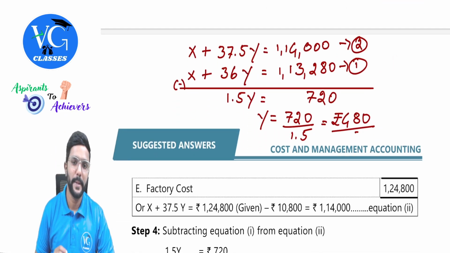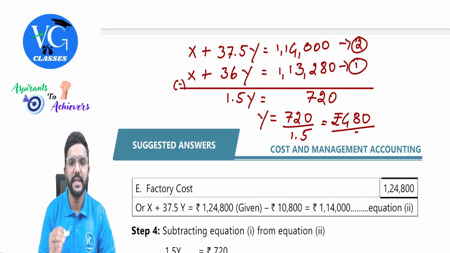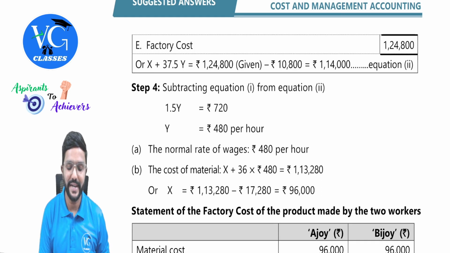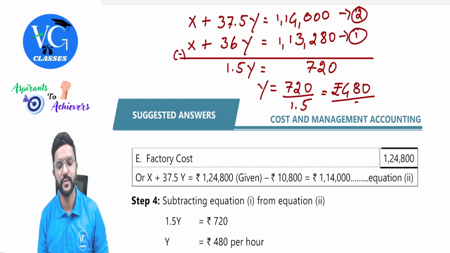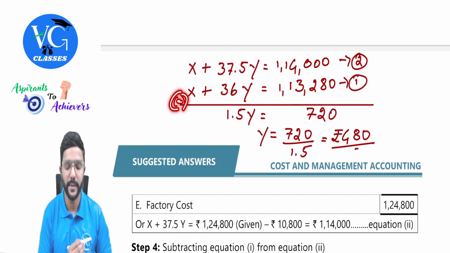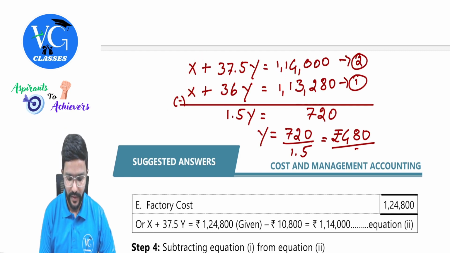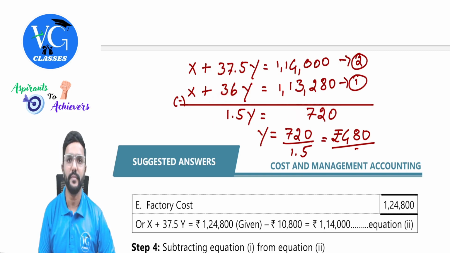Yes, I am taking it. So x plus 36y is equal to 1,13,280. Yes, sir. So subtract equation 1 from equation 2, guys. So what do we get? Okay, we are minusing. So x gets cancelled, plus x minus x. Then 37.5 minus 36, we will get 1.5y is equal to 720, guys.